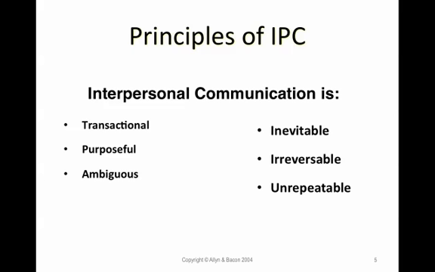The sixth one, unrepeatable, means that if my best friend and I go to the movies and have a great night, we go out to dinner afterwards and just laugh and have such a great time, and then the next week we do the same thing, and for some reason we just don't have as good of a time. Well, that's because interpersonal communication is unrepeatable. You can't always have the same exact communication or the same exact interaction. It doesn't work that way.